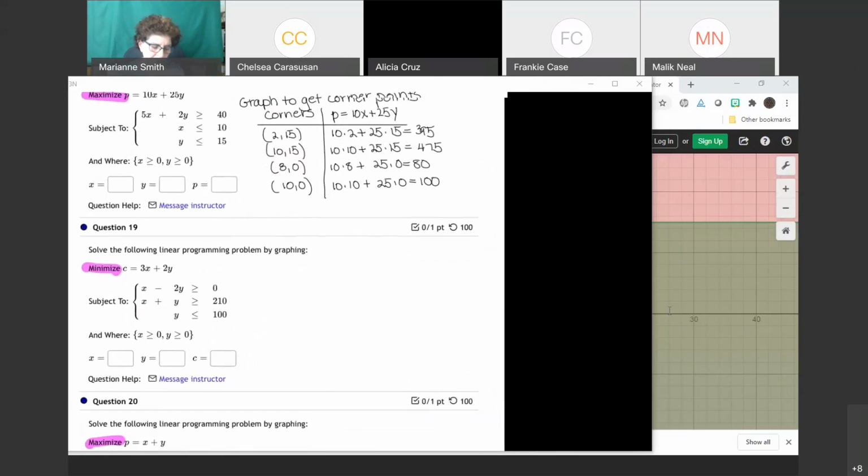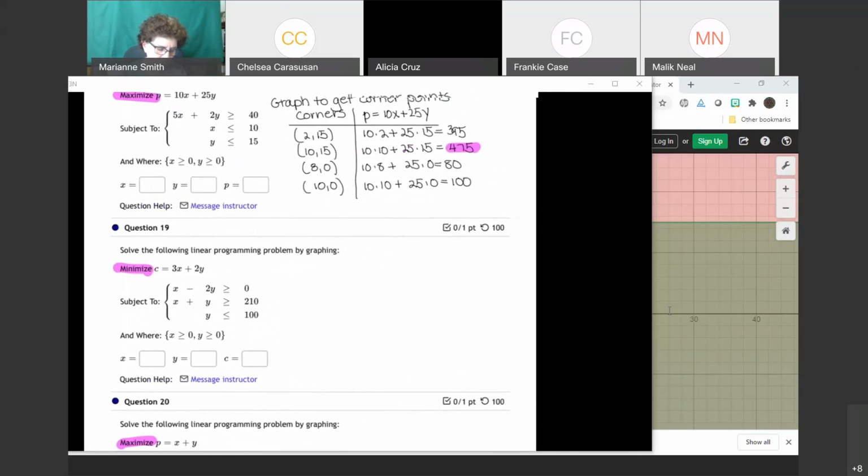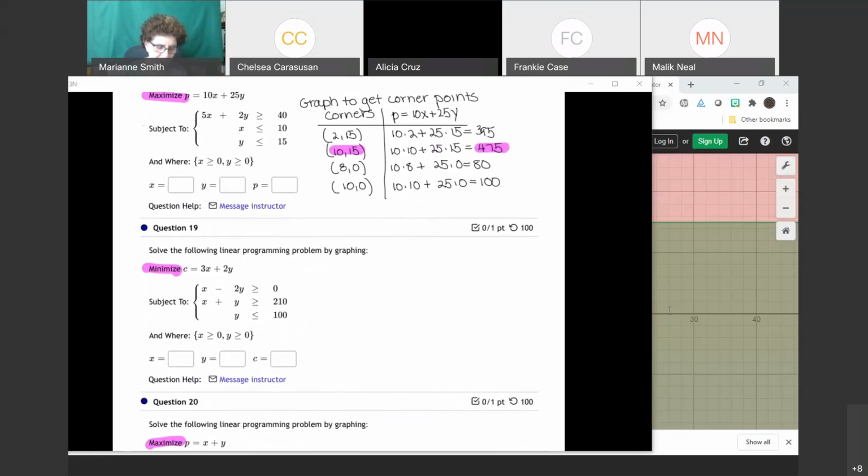I look back at my problem, I was trying to maximize. So my maximum value is 475 when x is 10 and y is 15. So I make sure to put those in the box.